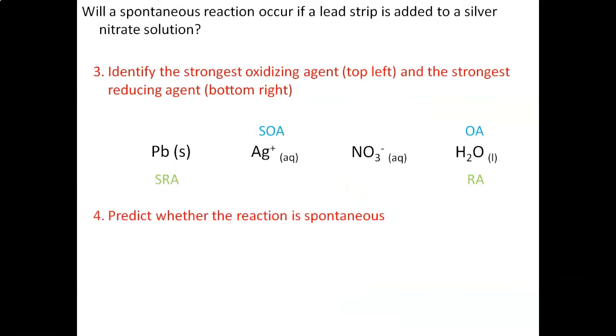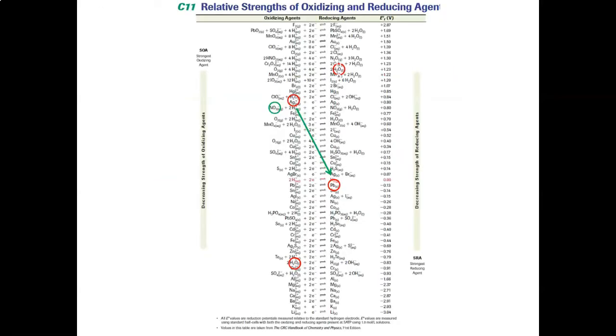Okay, now I'm going to predict whether a spontaneous redox reaction will occur. And as we know, if my strongest oxidizing agent is above my strongest reducing agent, a spontaneous redox reaction will occur. So in this case, this oxidizing agent is above this reducing agent, so I'll get a spontaneous redox reaction between them. Because this oxidizing agent is below this reducing agent, I will not get a spontaneous reaction between them. Likewise, this oxidizing agent is below this reducing agent, so I will not get a spontaneous reaction between them either. The oxidizing agent has to be above the reducing agent.